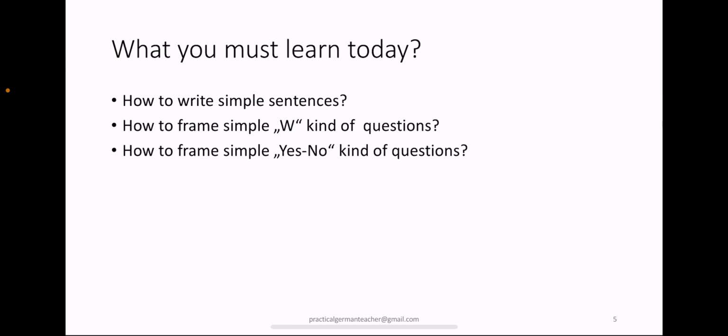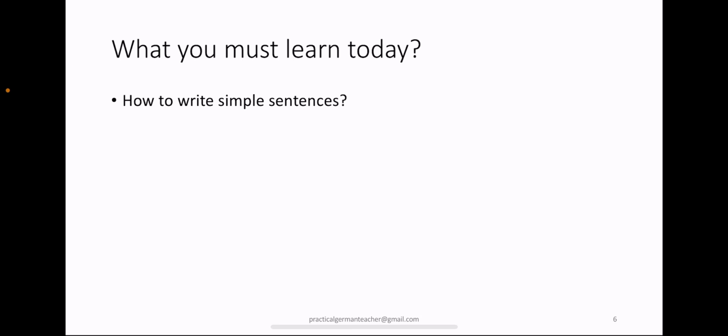Alright, we will cover quite a lot in this session, but if you forget everything, I want you to remember at least 3 aspects from this session, and these 3 aspects are how to write simple sentences, then how to write simple W kind of questions, and then how to write simple yes or no kind of questions. By W kind of questions, I mean questions like who, when, what, where, how, which. Questions will be, for example, what are you doing? And the answer will be, I'm reading. And yes or no kind of question can be, are you reading? And then the answer will be yes or no.